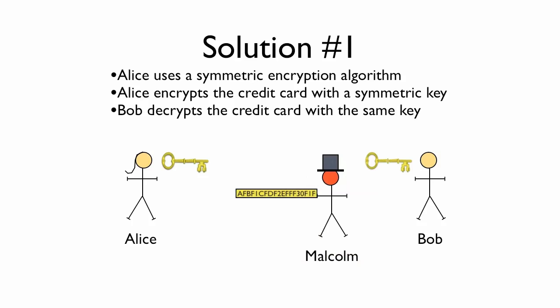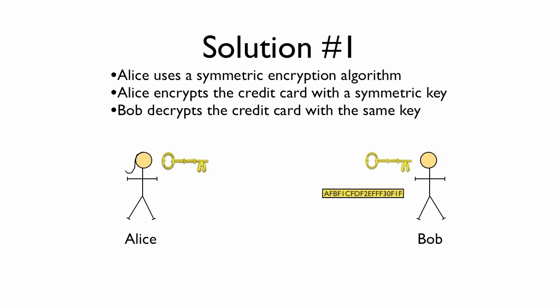Malcolm, our nefarious man in the middle, gets that encrypted data, but because it's encrypted, Malcolm doesn't know what to do with it. So he packs up and leaves without copying or doing anything. Meanwhile, the encrypted data gets to Bob, who uses his key to decrypt it successfully and get back the original credit card information. So that's a great solution.